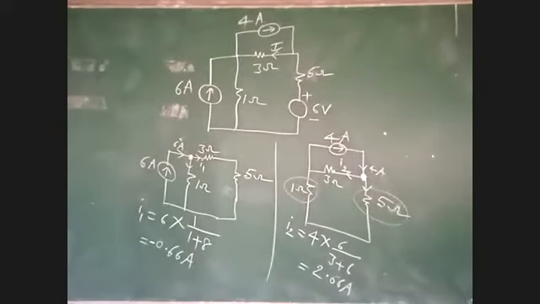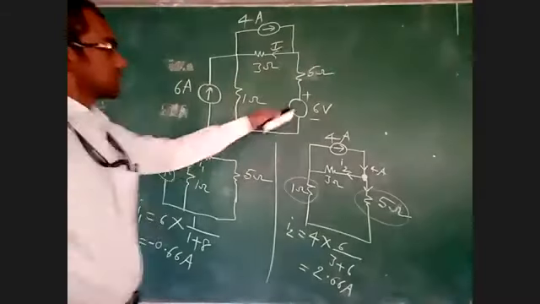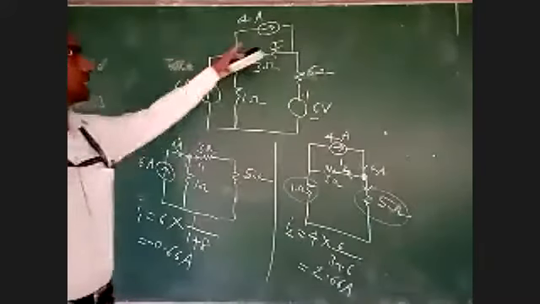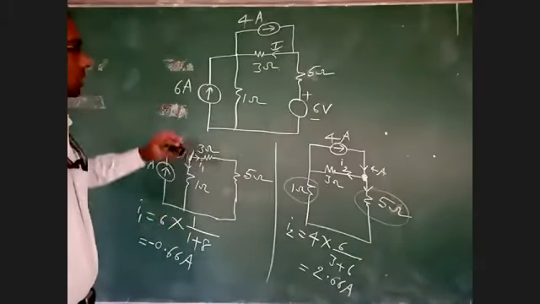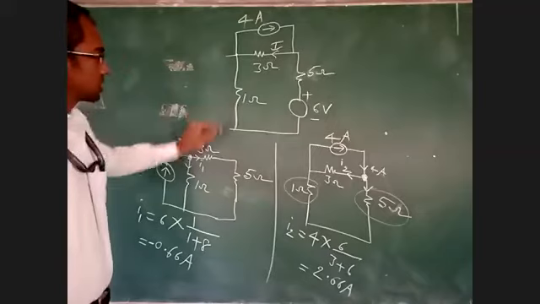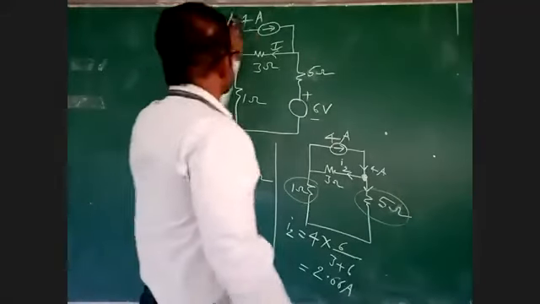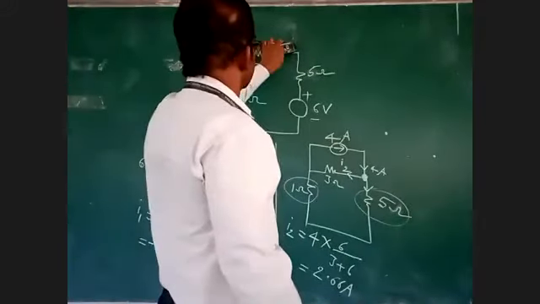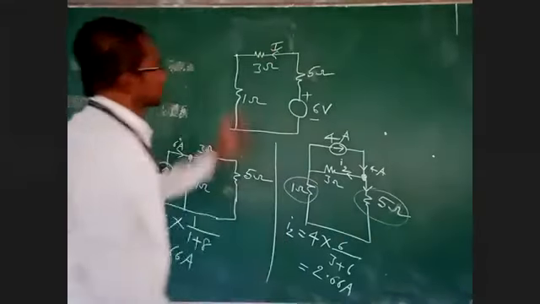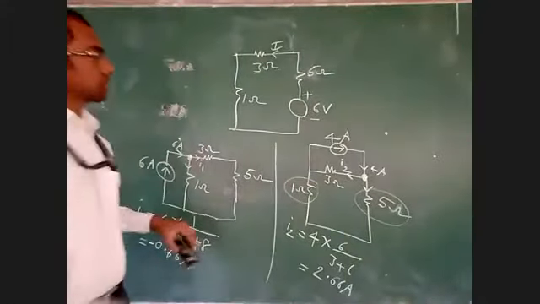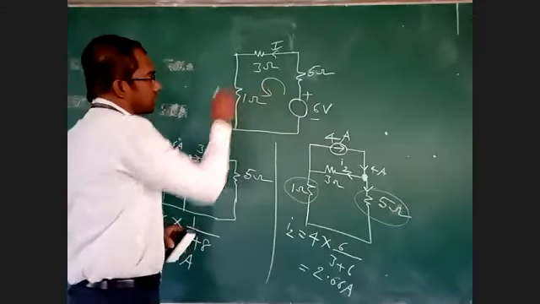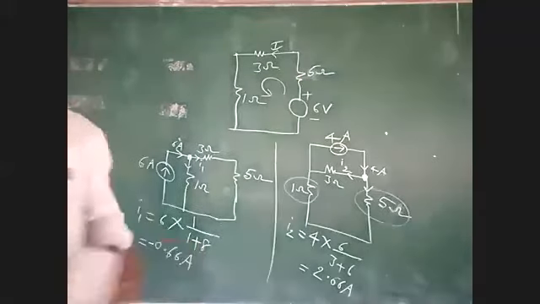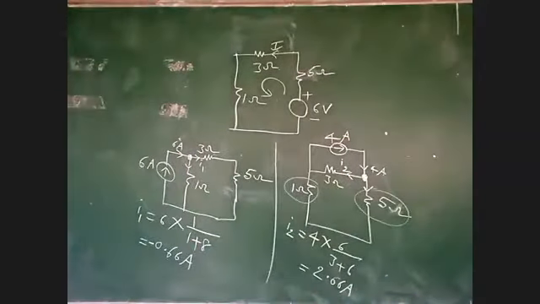Now we'll go to the voltage source. Consider this voltage source and open these two current sources. Now current will flow from negative to positive, like this. Here 1, 3, 5 are in series.